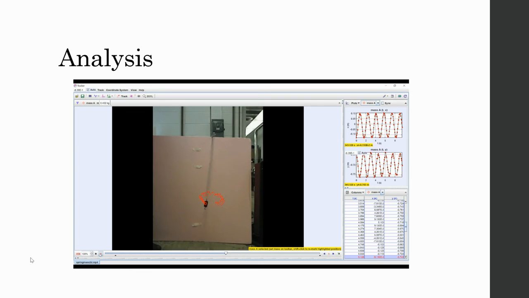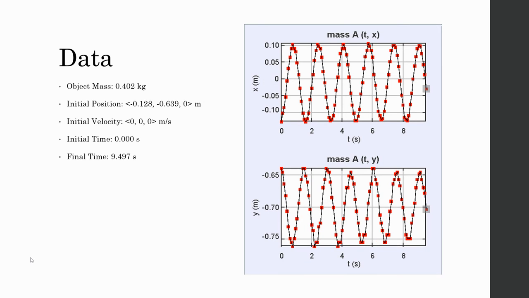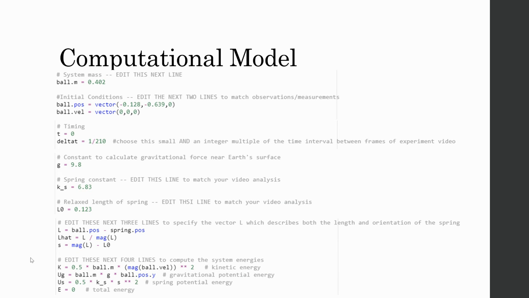Here's the video showing the Tracker analysis of the motion of a mass attached to a spring. This is the data gathered from the Tracker analysis. The mass of the object is given by the preview video and is 0.402 kilograms. The initial position is -0.128 x, -0.639 y, and 0 z meters. The initial velocity is 0 x, 0 y, 0 z meters per second. The initial time is 0 seconds, and the final time is 9.497 seconds.